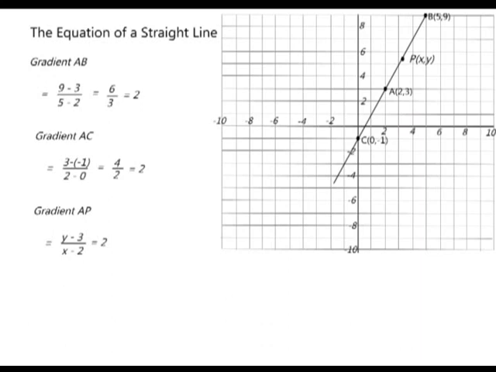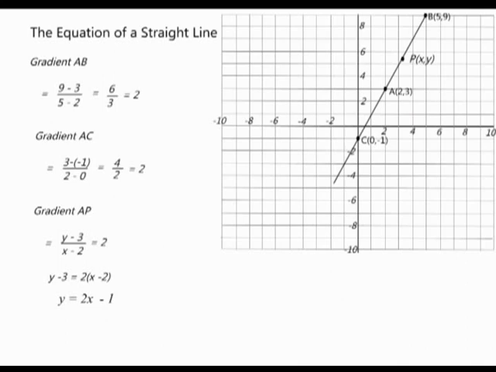Therefore, doing our cross multiplication, y minus 3 is equal to 2 times x minus 2. That gives us y is equal to 2x minus 1. This is the equation of the line passing through the points A, B, C, and P. In this case, coordinates of only 2 points are required to determine the gradient. The general point x, y enables us to find the equation of the line.